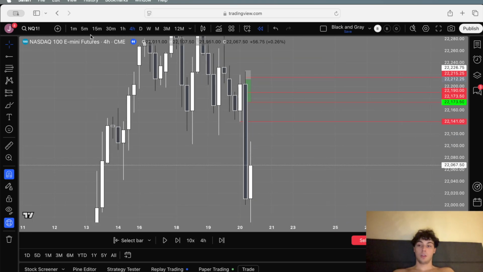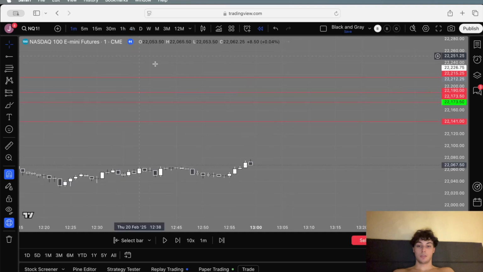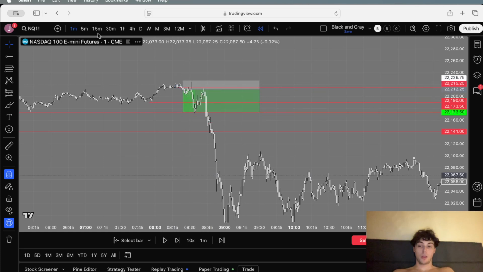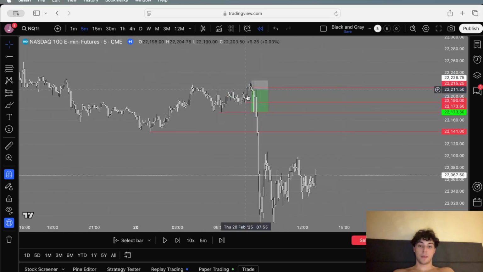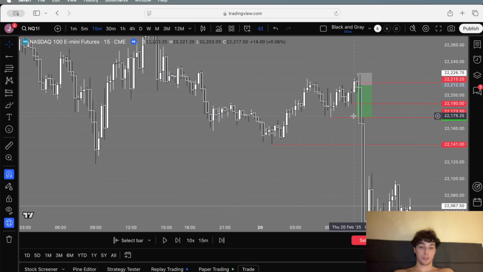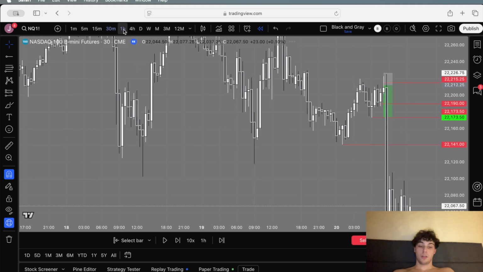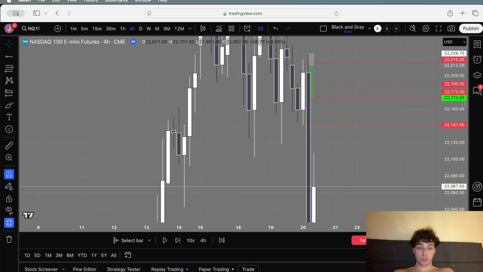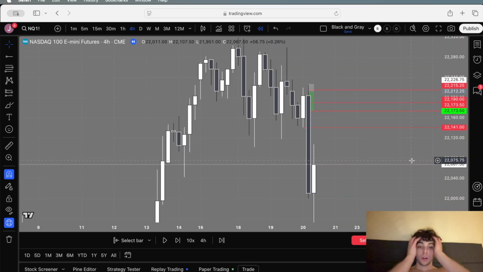What happens? From this 1 minute break of structure, way up here, we get a 5 minute break of structure, and then a 15 minute break of structure, an hourly break of structure, a 4 hour break of structure. Holy shit, I'm on to something. Ta-da. It's that simple sometimes.